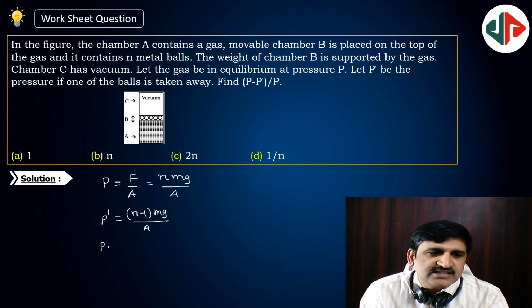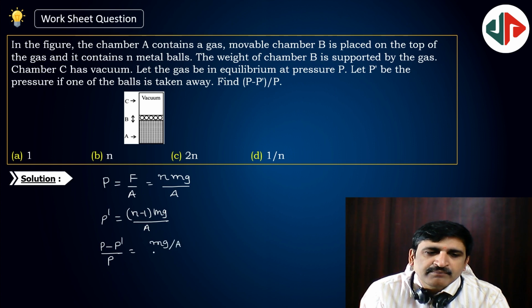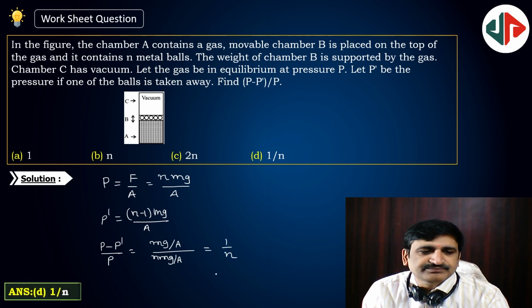Now he is asking P minus P dash by P. The difference will be, see, this is N bodies, here N minus 1 bodies. So what is the difference? One body only. So mg by A by N mg by A. On cancellation, 1 by N will come. That means option D. Yes.